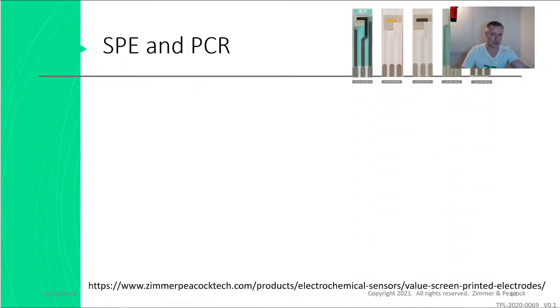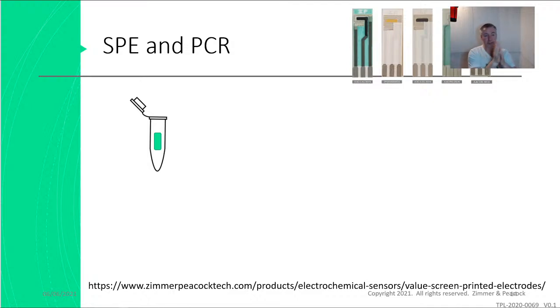It's worth saying that at Zimmer and Peacock, we do have this large range of screen printed electrodes, and we're quite experienced at bringing them into molecular biology type experiments. We won't start off by doing a biosensor straight away. We'll actually just start by doing PCR in tubes. So we'll do the polymerase chain reaction in a tube, and we'll add in a sample of the material. For example, we might add in a section of one of our screen printed electrodes.